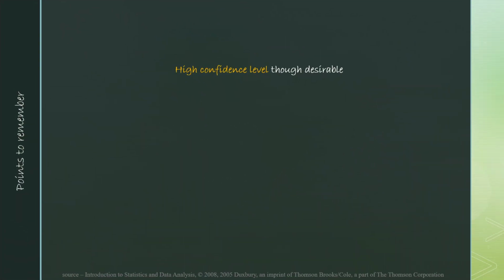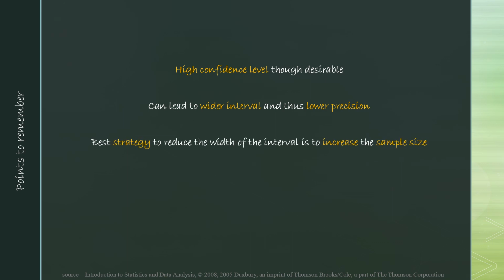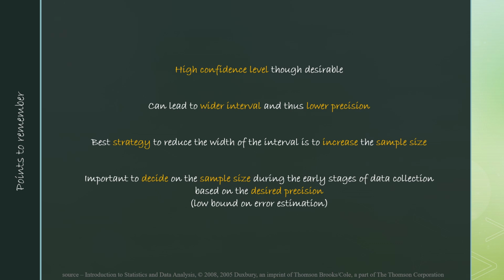High confidence level, though desirable, can lead to a wider interval and thus lower precision. The best strategy to reduce the width of the interval is to increase the sample size. It is important to decide on the sample size during the early stages of data collection based on the desired precision, that is, low bound on error of estimation.